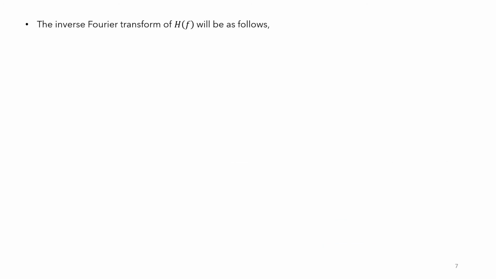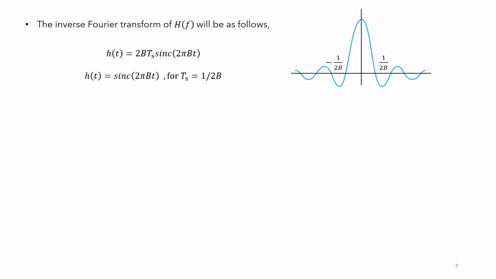In the time domain, the inverse Fourier transform of H of f would be a sinc function. We can easily derive this using the standard inverse Fourier transform formula. Now, if we assume Ts to be 1 by 2B, that is, if we assume that the signal is sampled at Nyquist rate, we get the sinc function as shown in the figure.